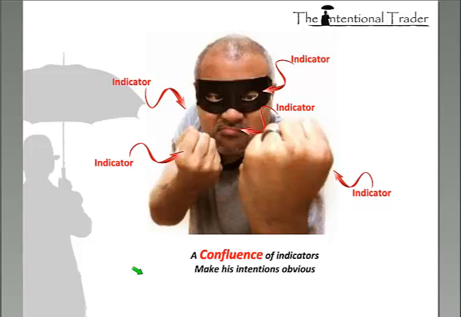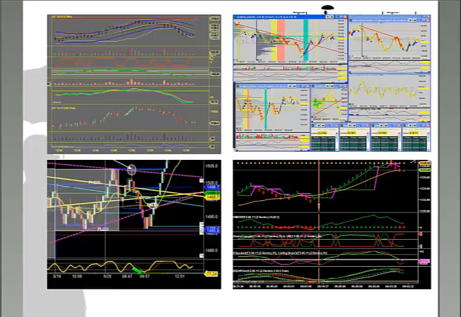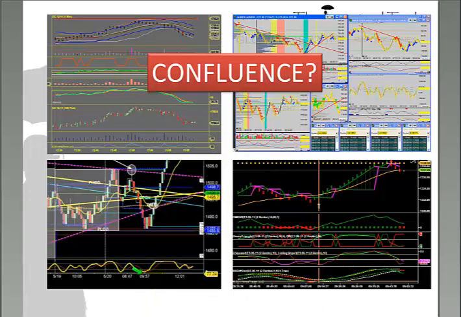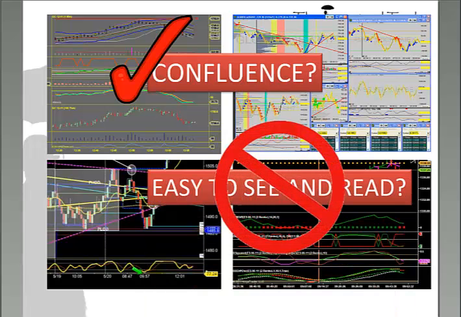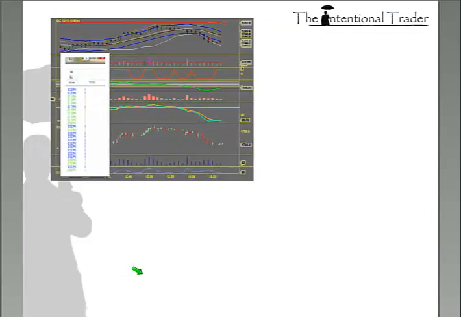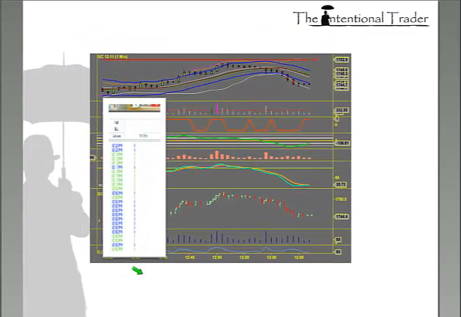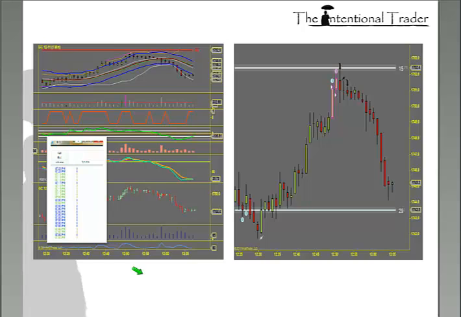indicators that we have, whether you use them on a one-minute chart or any type of chart, they're independent of time frame. So, for example, here's a bunch of charts that may look very similar to something you're used to working with. Maybe you have confluence to try to make a trade decision, but they're not necessarily easy to see and read. So it's very important to take a chart that looks like this and turn it into a chart that looks like this.